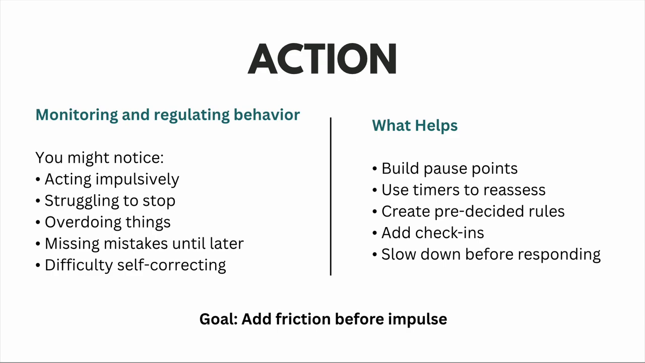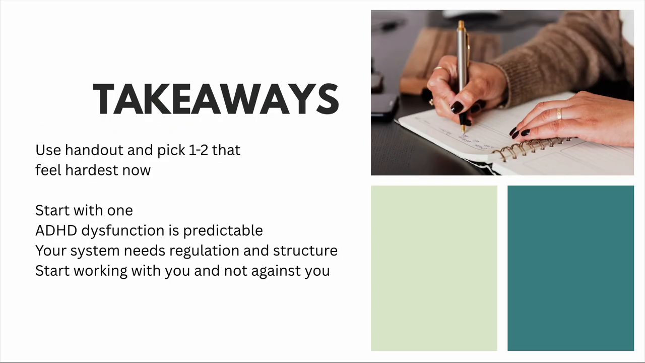You want to intentionally build pause points, right? Intentionally build moments where you can check in. Use timers to reassess, create pre-decided rules, add check-ins, add different signs, kind of like the last one, externalize that, and slow down before responding. So start to slow down, monitoring and checking in intentionally, because you know that if you don't carve out these times, then it's going to be hard for you. So you want to add friction before that impulse.